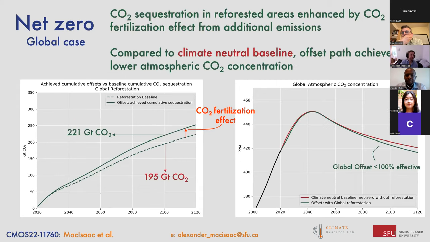Okay, so looking at this from the perspective of carbon dioxide, we can look at it two ways. The first way is from the net land flux in reforested grid cells, where on the left I'm showing the reforestation baseline in the dashed line. So that's the carbon sequestration we're expecting to get. And the solid line is the sequestration in the offset simulation, so that's actually what was achieved by the offset. We can see that there is an amplification of carbon sequestration in our simulations in the global case, about 30 gigatons of carbon dioxide by the year 2100. And this in our model is due to the CO2 fertilization effect, which amplifies net primary productivity. That's a result of the additional emissions that were being offset. It's kind of a bonus, if you will.